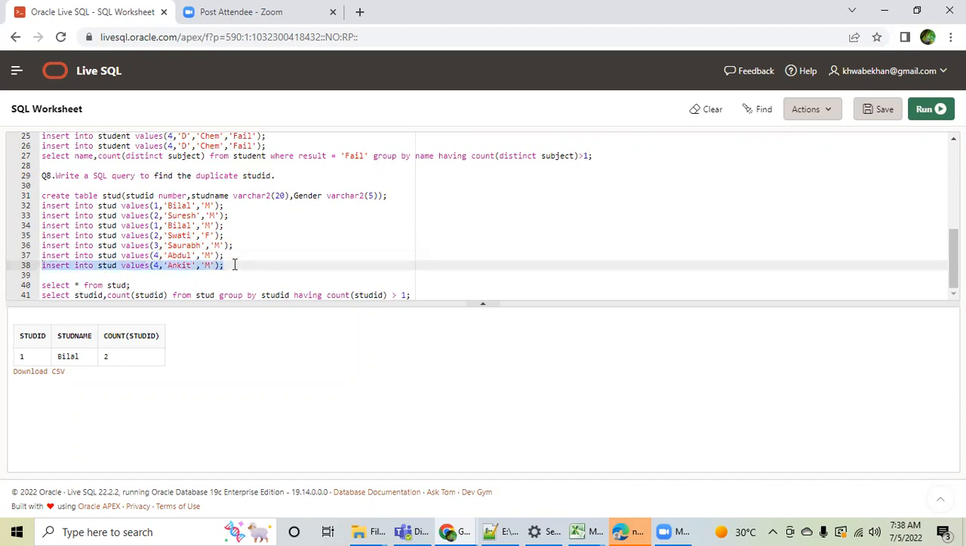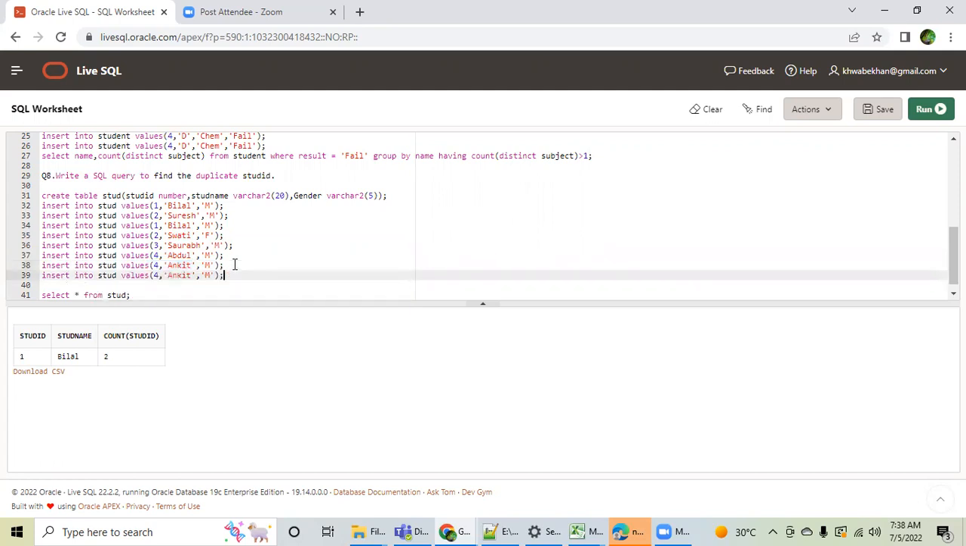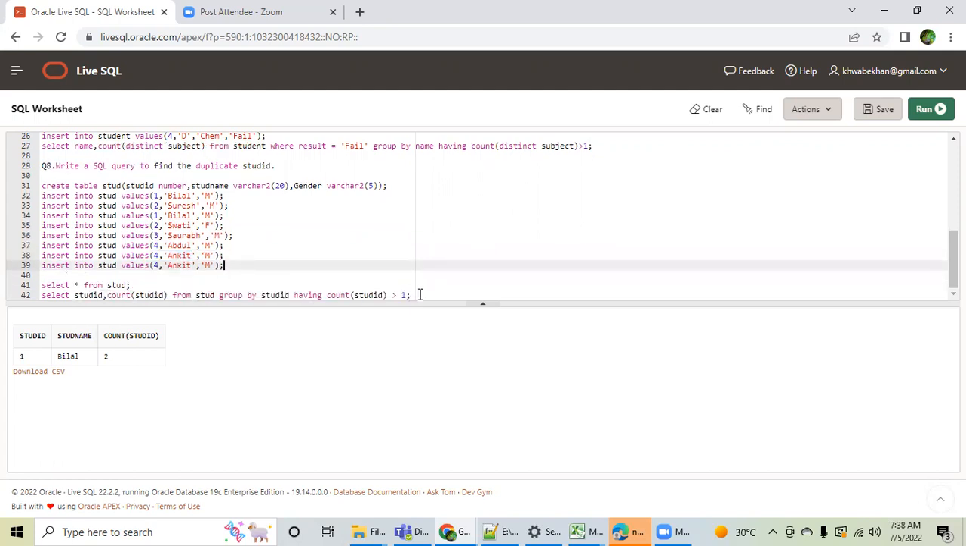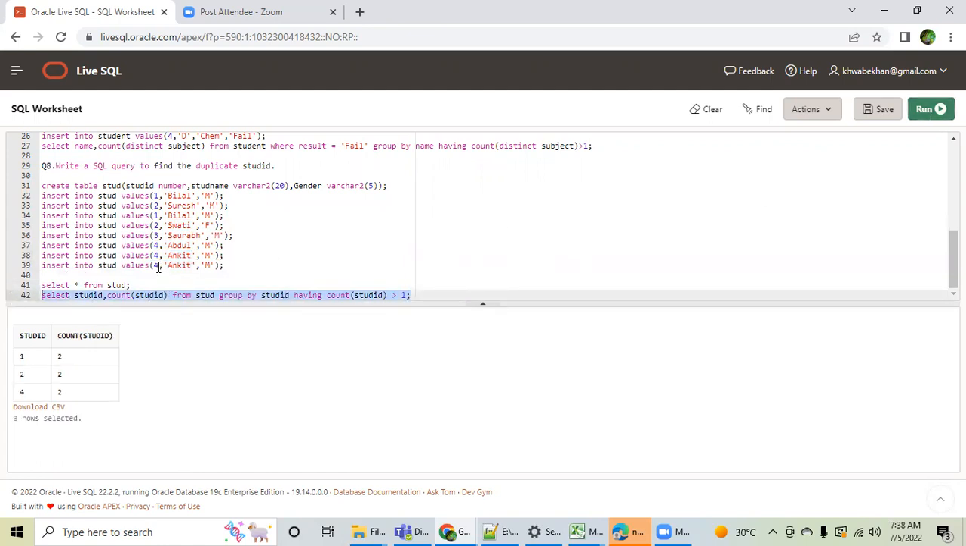So this query seems to be correct. It is giving me the correct information that IDs 1, 2, and 4 are duplicates. But then why am I telling you this is not correct? Think and tell me the scenario. Null. Very good.